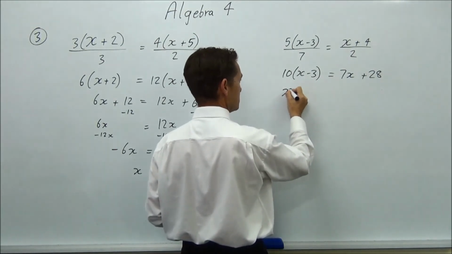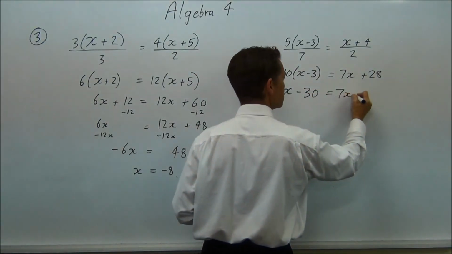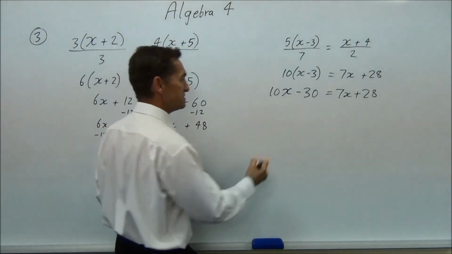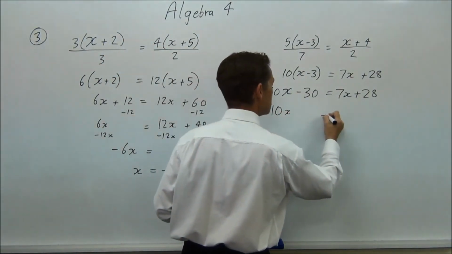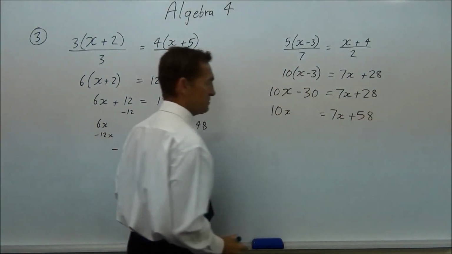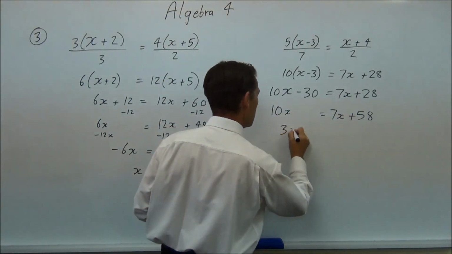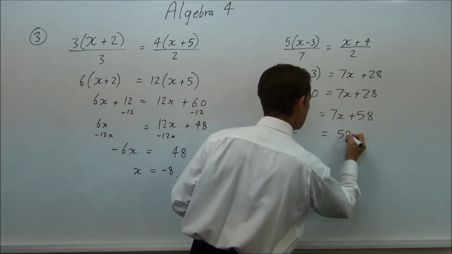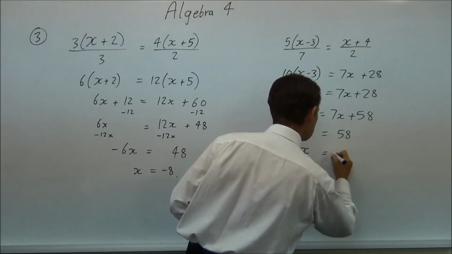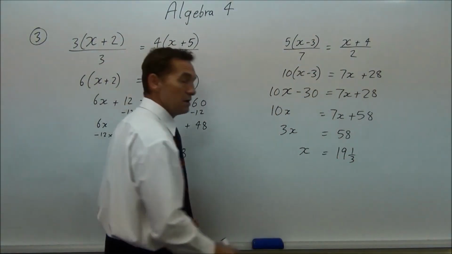So we're going to get 10x minus 30 equals 7x plus 28. Let's add 30 to both sides. So 10x equals 7x plus 58. And let's take 7x off. So take it off, we get 3x equals 58. And then let's divide by 3. So x equals, and that would be 19 and a third. And you're done.